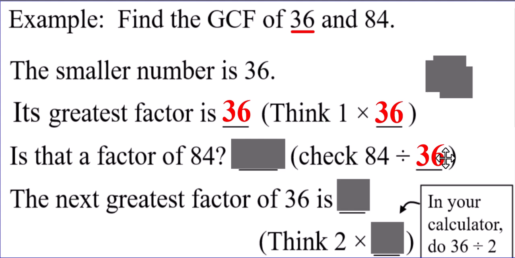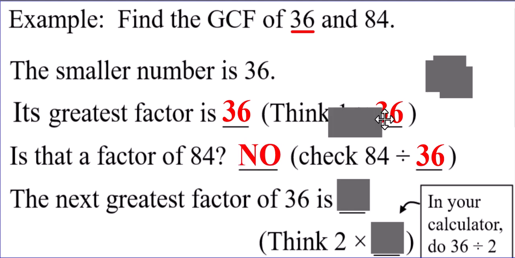Well, you're not going to get a nice whole number answer, are you? You're going to get 2.3 repeating. So what does that mean? That means 36 is not a factor of 84, because if it was, it would divide into it evenly. Remember how we talked about that at the top of the page? That's how we know what a factor is. So if you divide and you get a decimal, then no, it is not a factor of the other number.